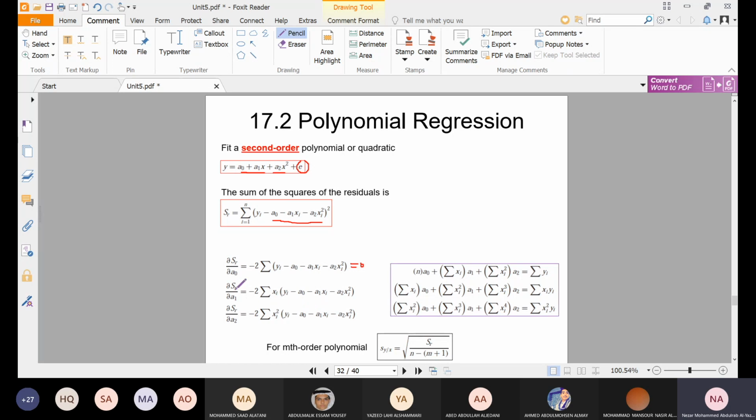Then we take the partial derivative of S sub R with respect to a1, and we equalize this to 0. The same thing as we did before, and then for a2, we equalize this to 0. As a result, after rearranging, we get these three equations. We have three equations and three parameters, so we have a 3 by 3 system. To solve this one, we might use the Gaussian elimination method to find the values of the coefficients a0, a1, and a2.